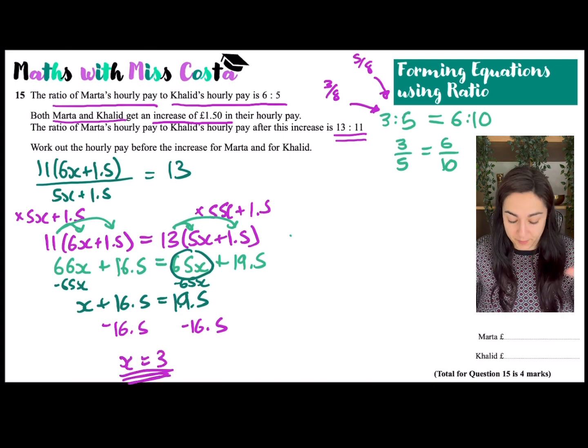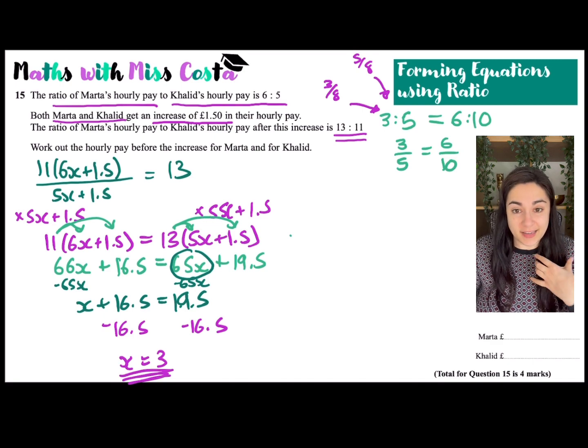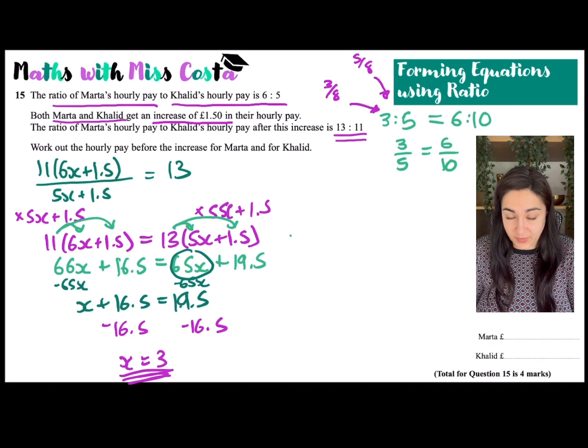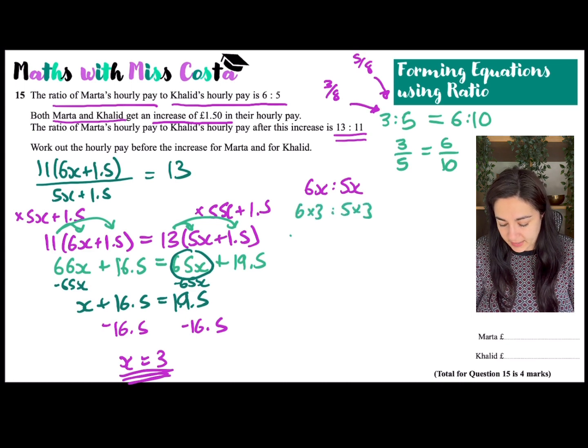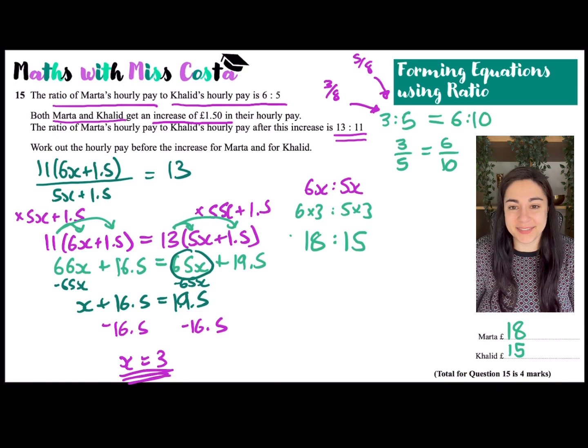So I've set up an equation, I've made it equivalent to the new ratio, and I've manipulated everything in order to solve it. Now I know that x equals 3. So if the original ratio was 6x to 5x and x is 3, then I do 6 times 3 to 5 times 3. So the ratio would have been 18 to 15. So Marta would have got paid £18 and Khaled would have got paid £15.